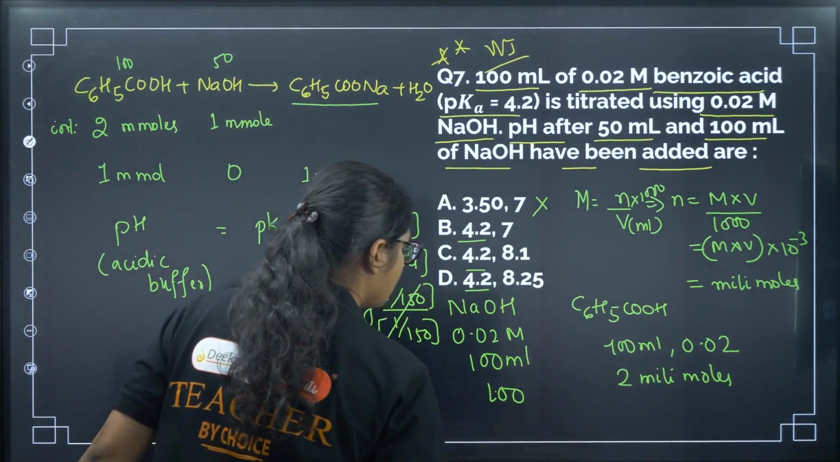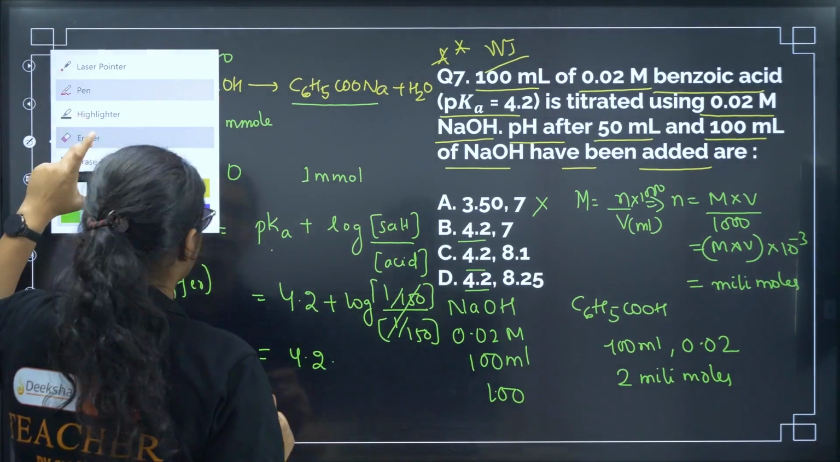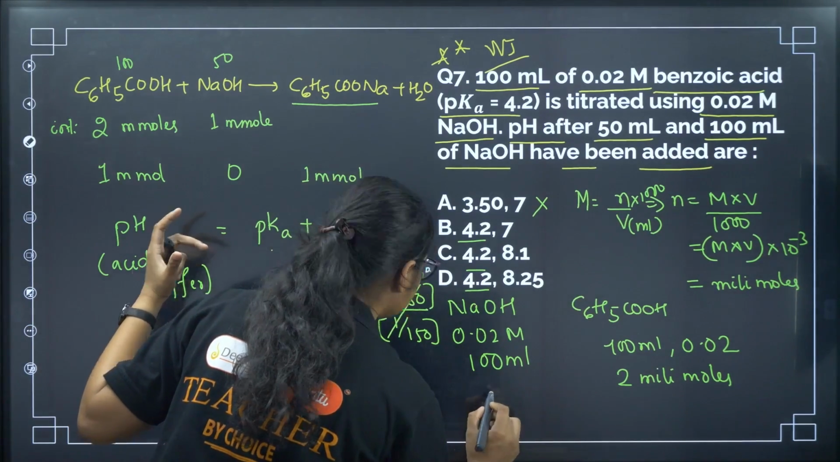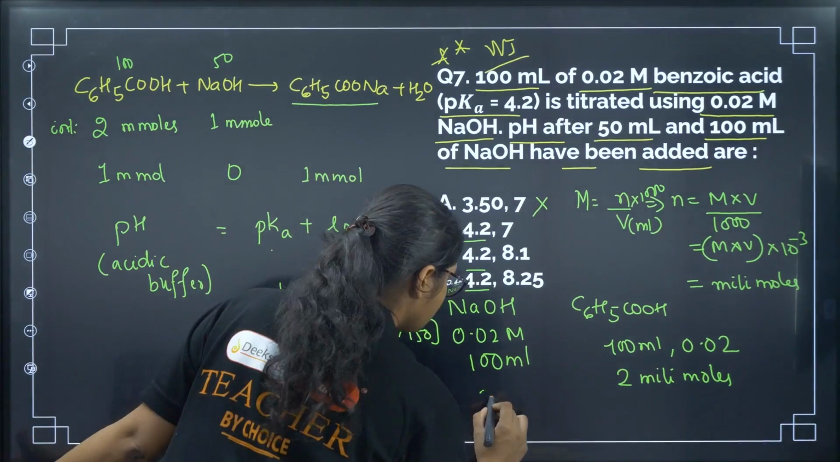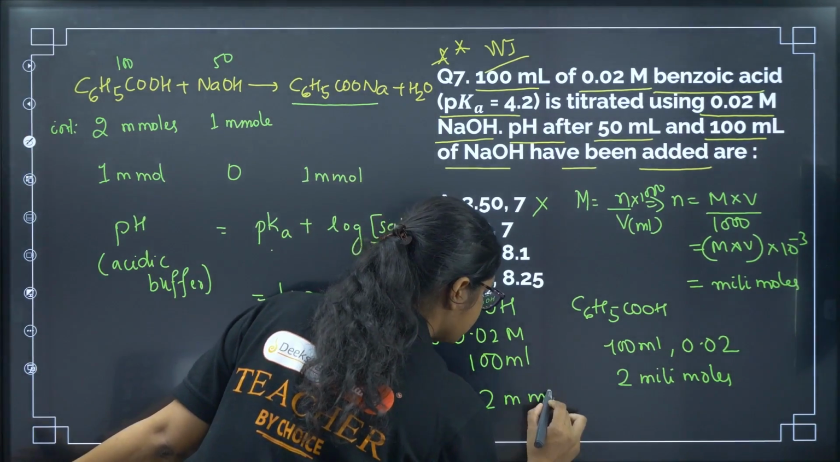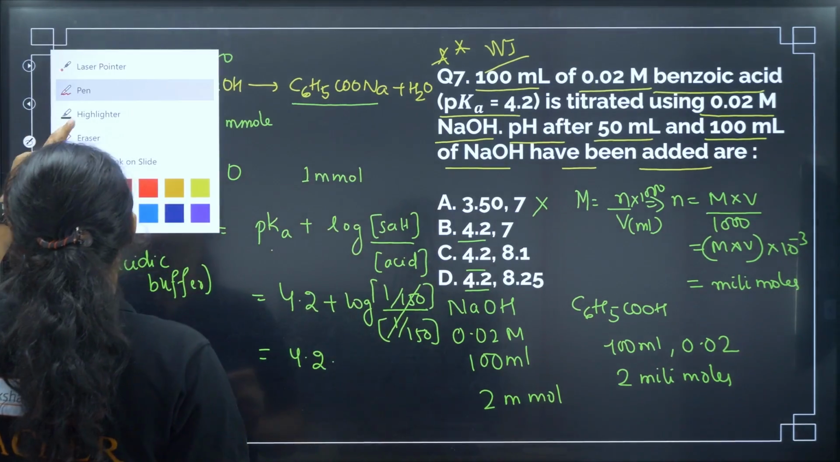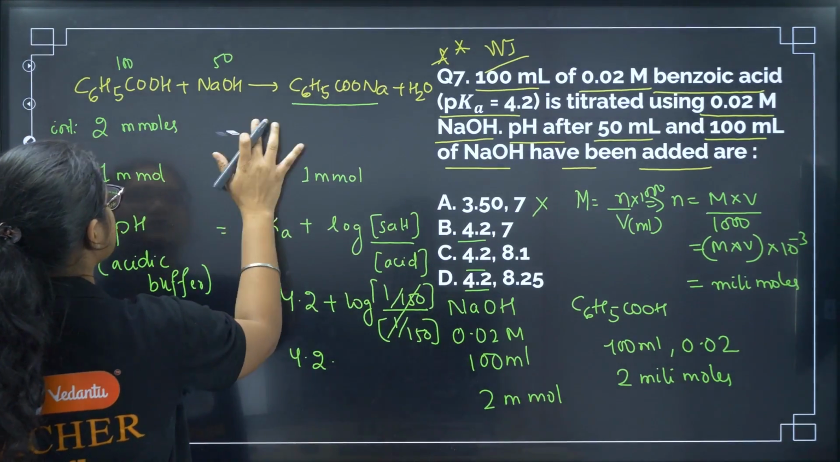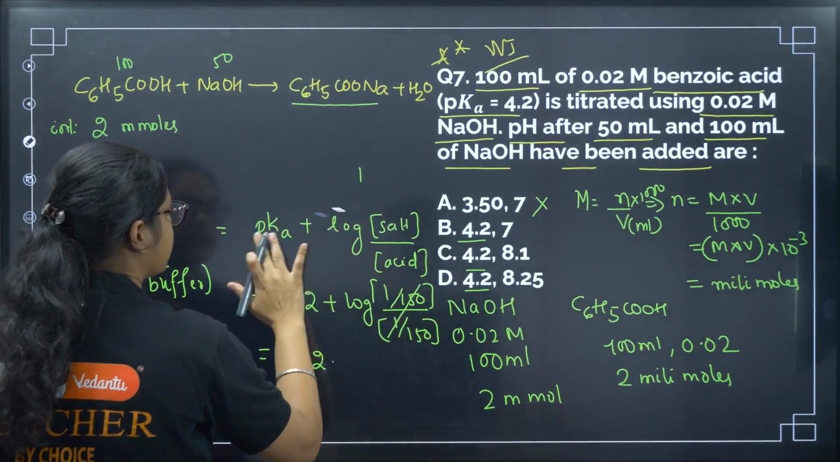So now 100 ml will give how much? We will get 2 millimoles, right? So now in the reaction, what is present? We have this one as 2 millimoles. I'll take this one, I'll erase this part.